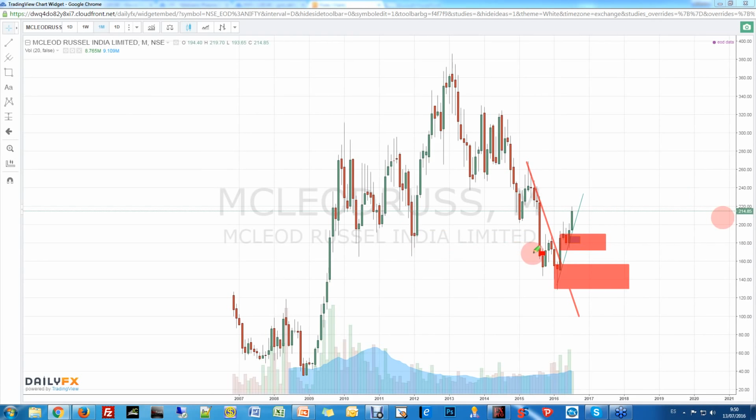This is demand, so this is supply. Okay, still room to go long on these areas as long as this area doesn't gain control.